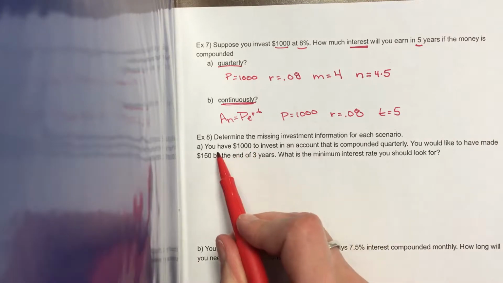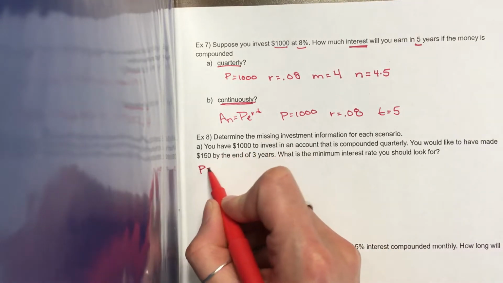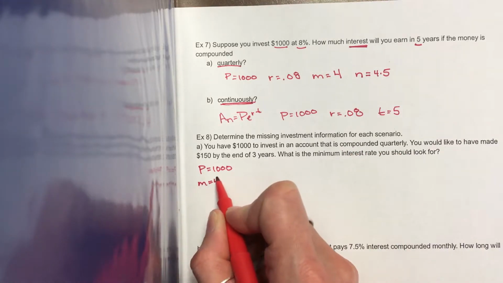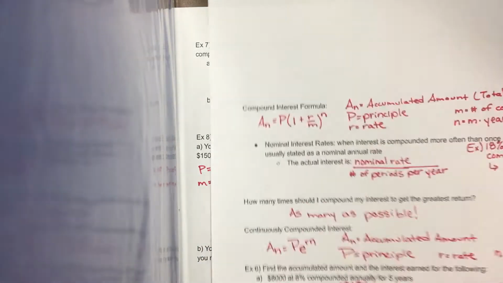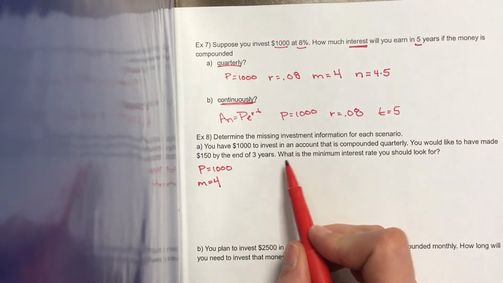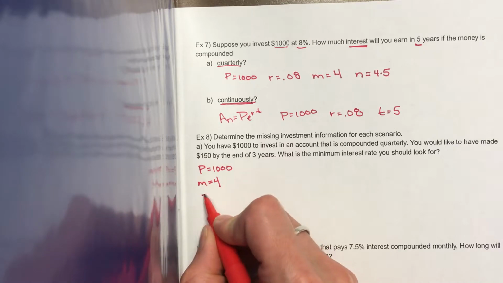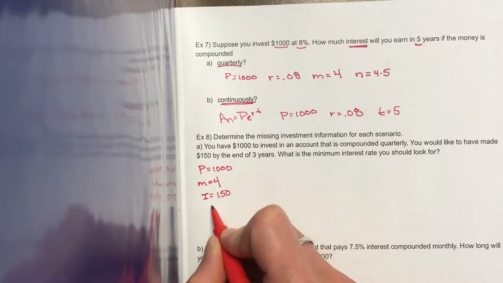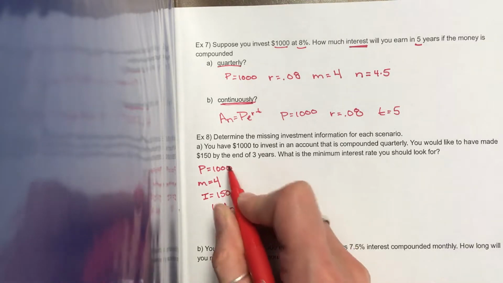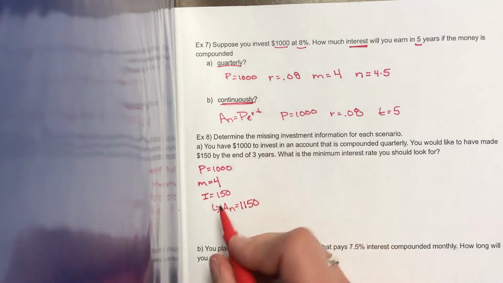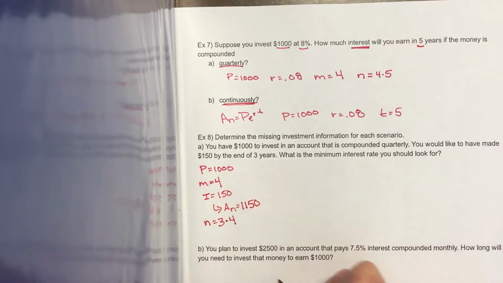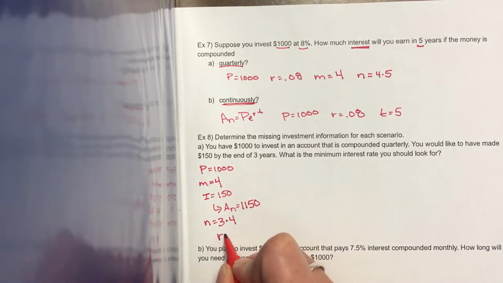So for number 8, part A, it says we have $1,000. So I know my principal is 1,000. I know I'm compounding quarterly, so my M is 4. That also tells me that I will be using that first compound interest formula. I know my interest is $150, which means that my accumulated amount would be $1,150 if I add the interest and the principal by the end of 3 years. So my N would be 3 times 4. What I don't know is the interest rate.